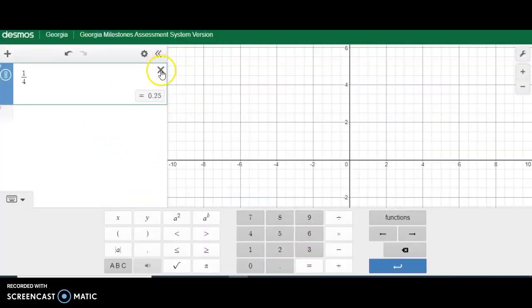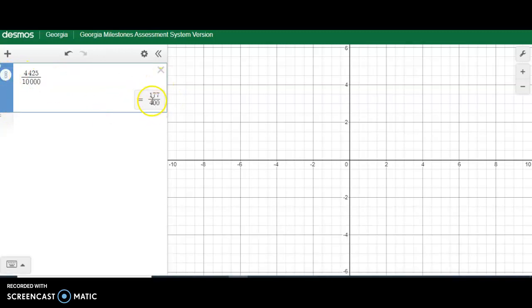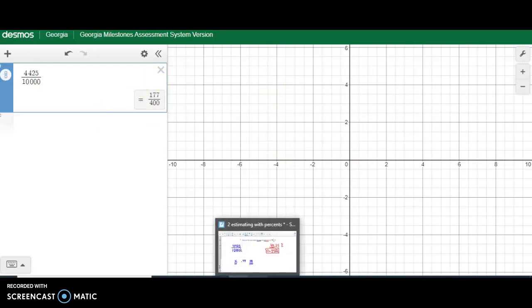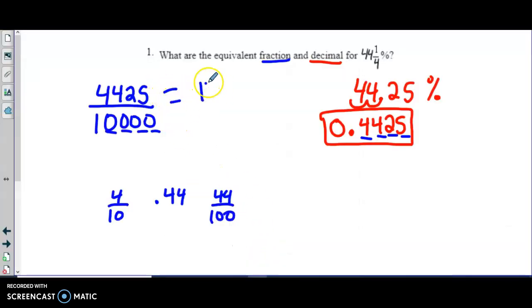And now Desmos will reduce that for you because that is a big number, right? So 4425 divided by 4 zeros, so 10,000. And it gives you that decimal. So we know we've written our fraction correctly because it equals the decimal, but we want it as a reduced fraction. So we're going to hit this blue fraction button, and that reduces to 177 over 400. And you always want to make sure that you do reduce those fractions. So use your Desmos to reduce it for you.